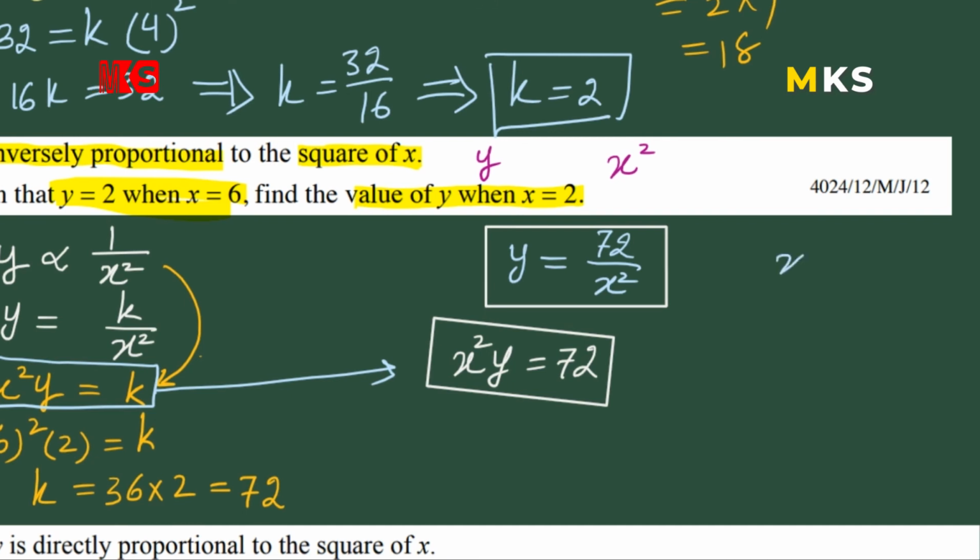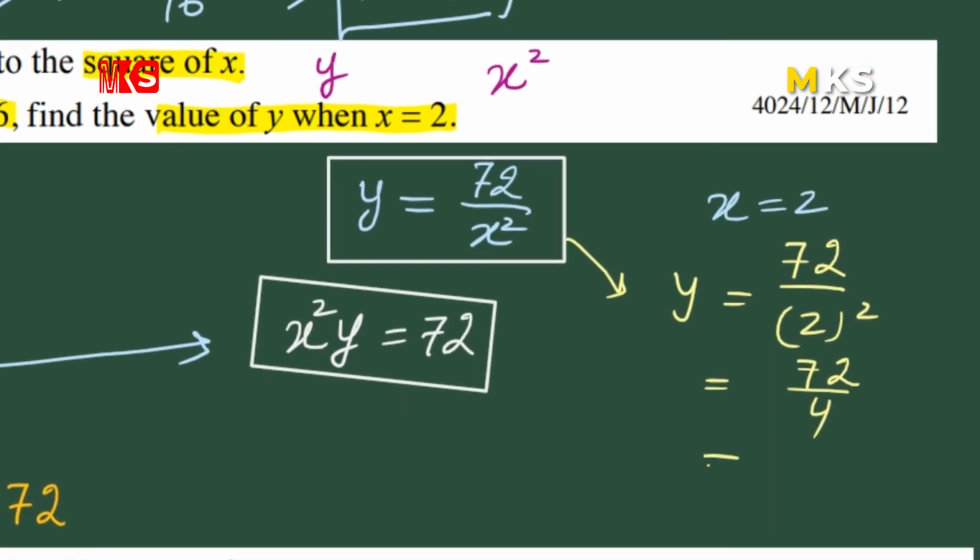If x is 2, I'm using this formula, that will become y is equal to 72 over x square, which is 2 square. 72 over 2 square is 72 over 4. 18 4s are 72. 4 1s are 4, 32 4s. y is equal to 18. That will be the answer.